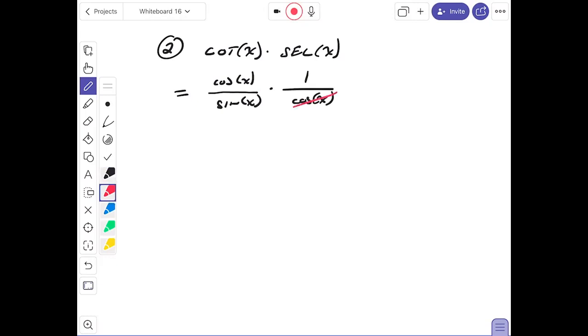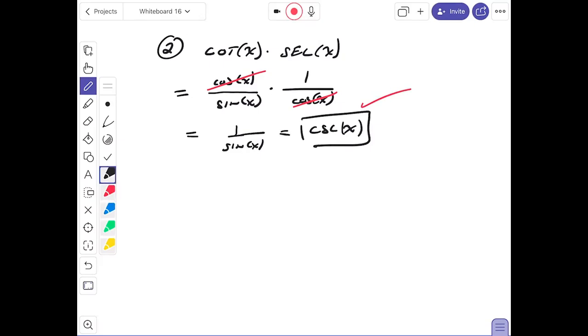What's nice about this, although it's conditional, is that they cancel off. And what are you left with? 1 over sine of x. And what's 1 over sine of x? Cosecant of x. Let's look at the answer key, see if we got it right. And yeah, we got that one right too. All right, let's go to the next one, which is number 3. And what does number 3 say? It says factor it. Well, let me write it down for you. This is 4/3, and then use fundamental identities.